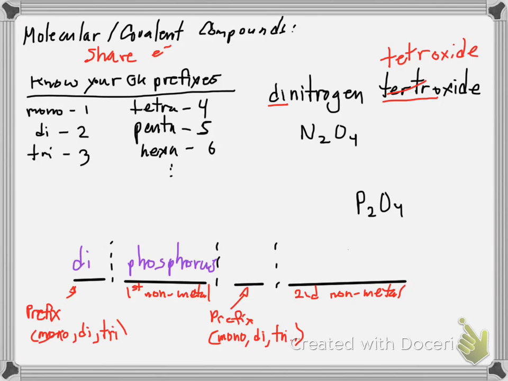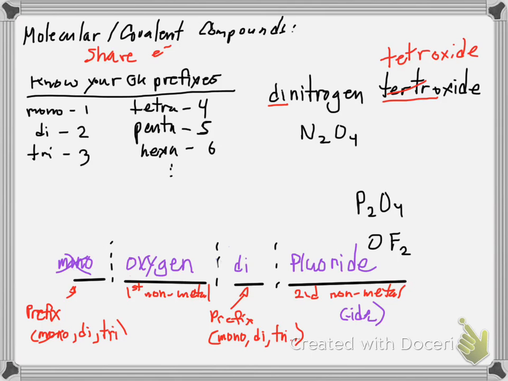So for P2O4, this would be diphosphorus tetroxide. Notice that I crossed off the A on that. And second, if you were to look at OF2, what is that? Well, there's only one oxygen, so we're going to drop the mono on this, and we're just going to put oxygen difluoride.